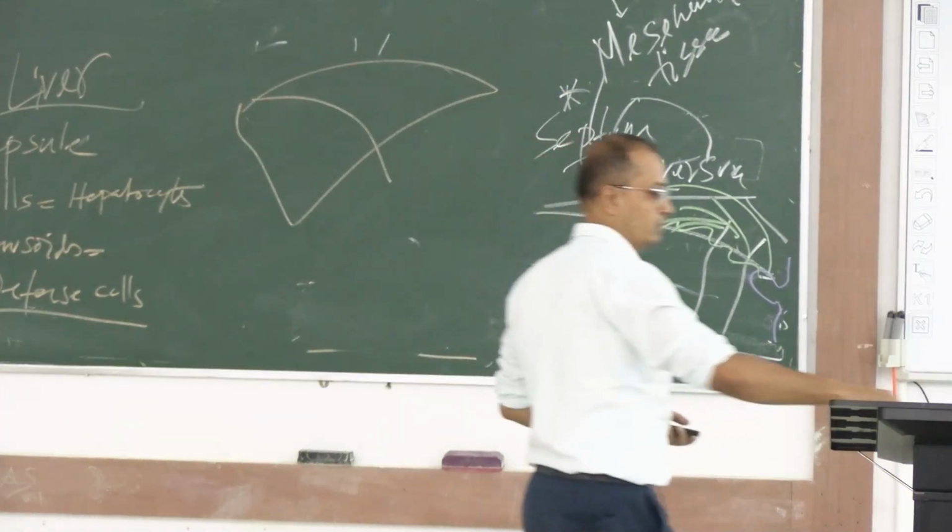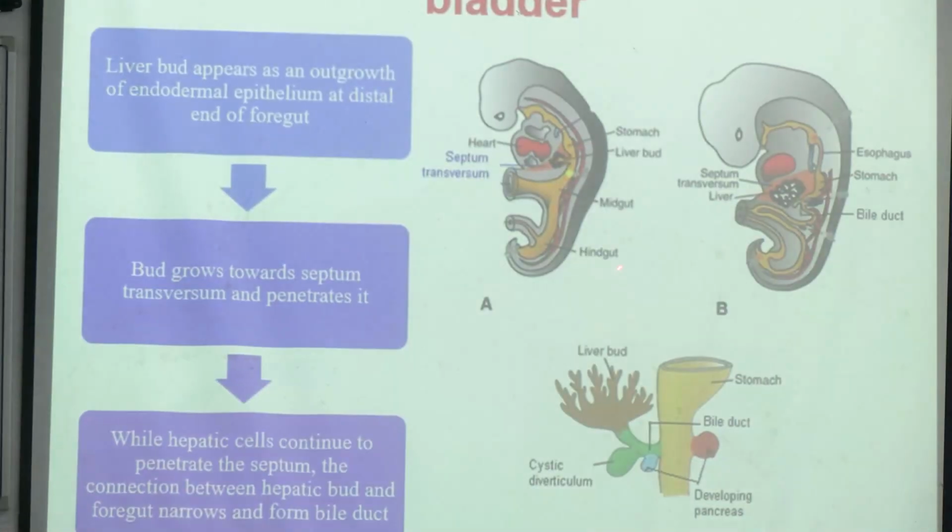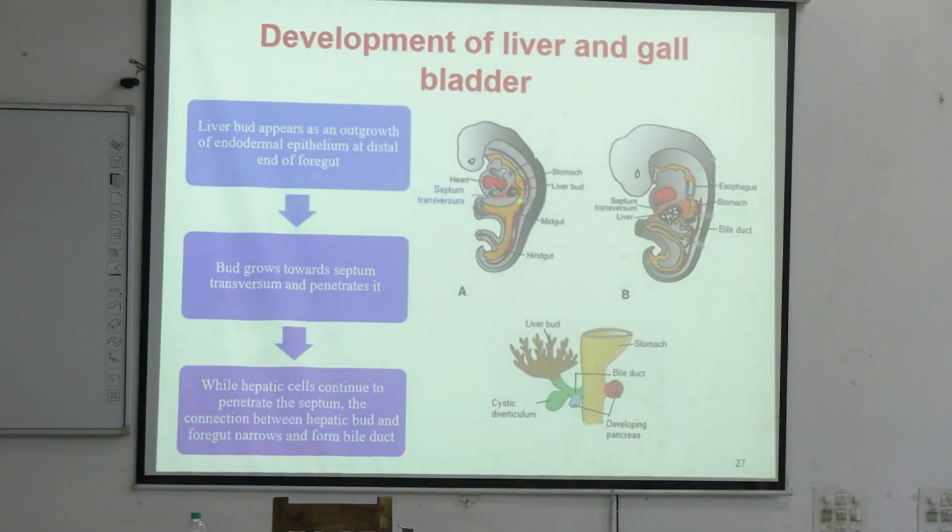Alright. So, slowly we learn it. So, this black tissue was the thing which we are talking about here. We call it the hepatic bud. The hepatic bud growing into what? Septum transversum.